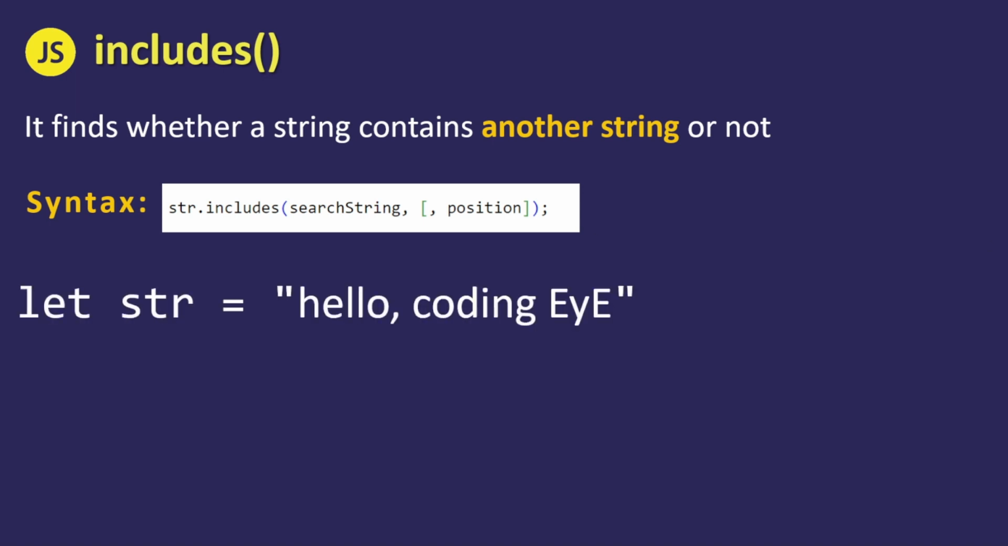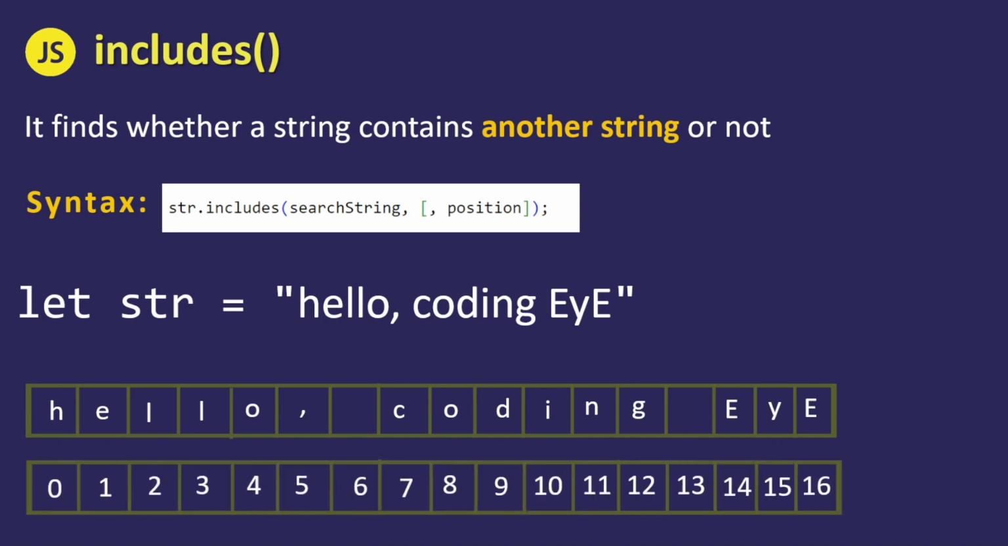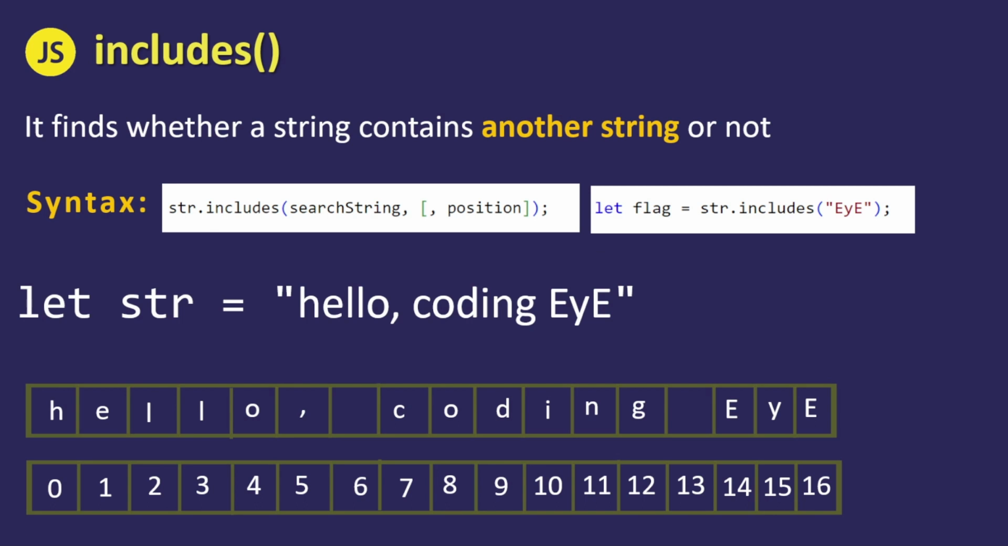Let's say this is the input string which is given, str, hello coding I, in which we have to find out some search string. Let's say this is an array of characters. Also we have index values. This is the syntax of the includes method, str.includes, and it takes a search string as an input parameter. If the search string is found in the given string, then it returns a flag that is true or false. If it is included, it returns true. If it is not included, it returns false.